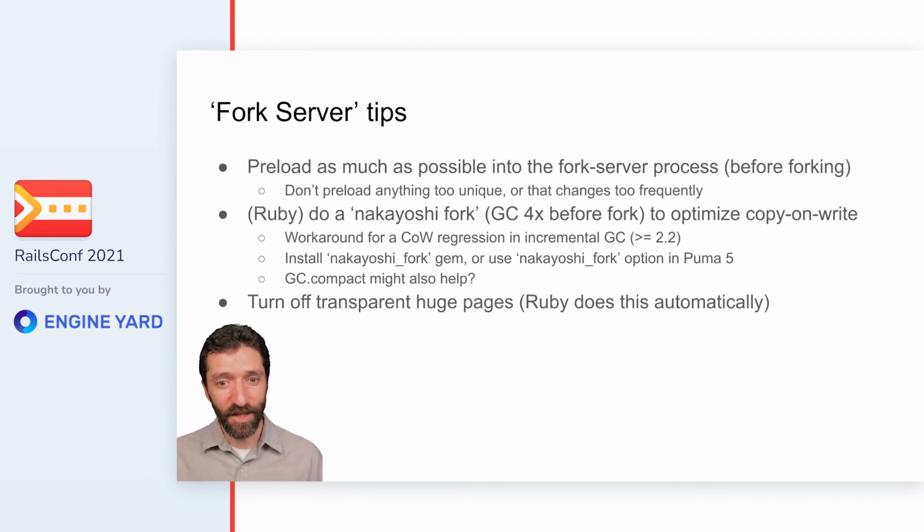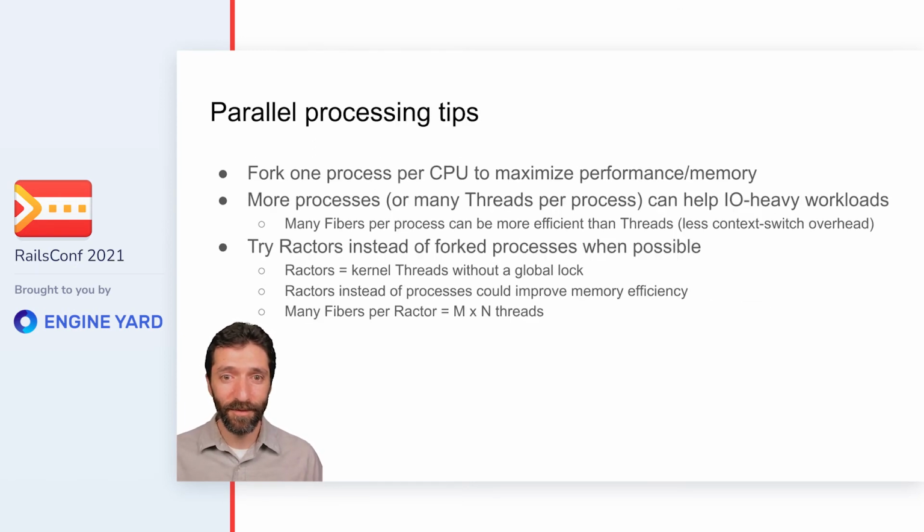Finally, transparent huge pages can destroy copy on write efficiency because then tiny changes in memory could cause much larger chunks of memory to be copied. Thankfully, Ruby disables this feature automatically, so you don't have to worry about it.